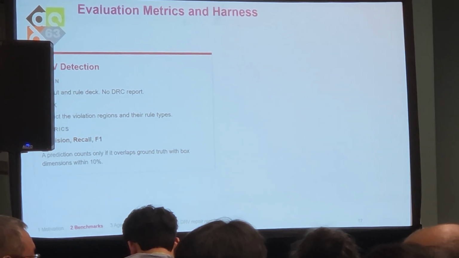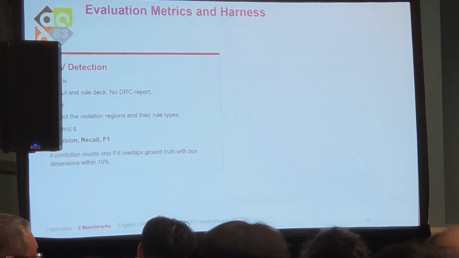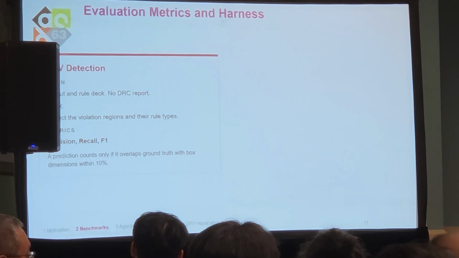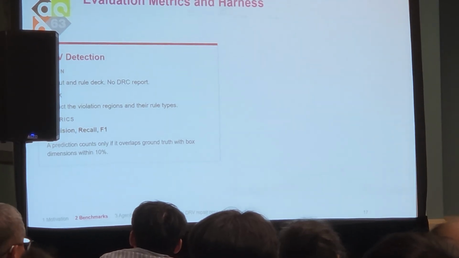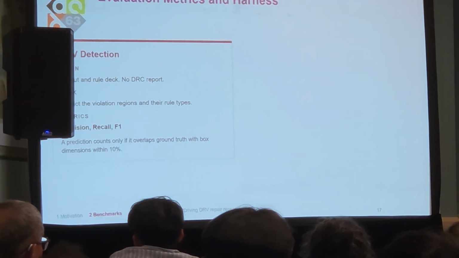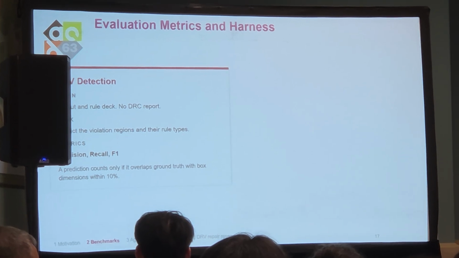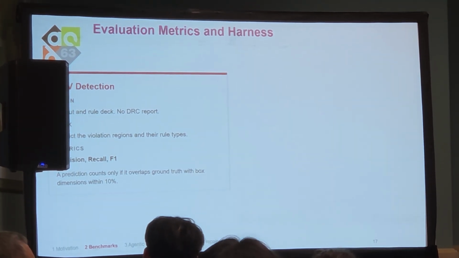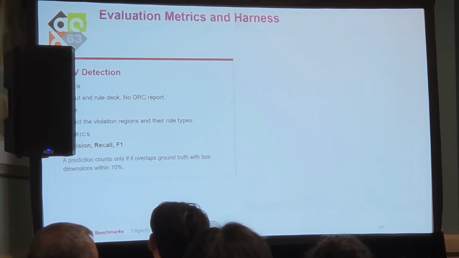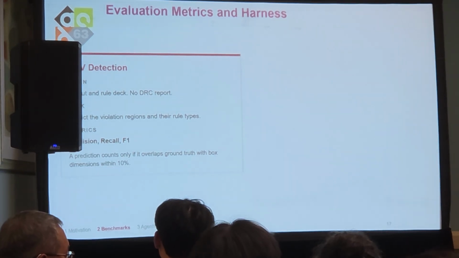So the benchmark itself evaluates 2 tasks. In detection, the agent gets the layout and the rule deck, not the DRC report, of course. The task is to predict the violations in the region and their corresponding rule types. The metrics that the evaluation harness evaluates are precision, recall, F1 score, and accuracy. And a prediction counts as accurate only if it finds the DRC violation within 10% of the ground truth.